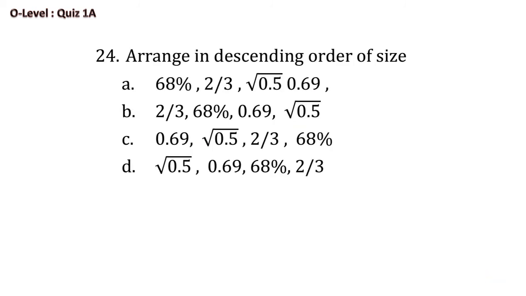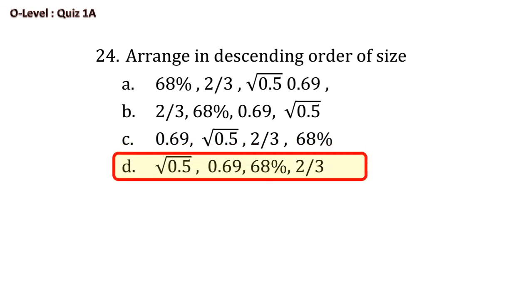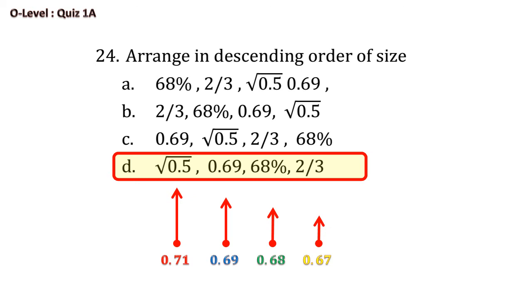Question 24. Arrange in descending order of size. Descending order means going down, so from the biggest to the smallest. And when you look at this, the biggest number here from all of these numbers is root 0.5, and that gives us a value of 0.71. The next smaller number here is 0.69. The next is 68% or 0.68. And the last one is 2/3 or 0.67. So it is good we write all of them in decimal, and we can easily compare from there.